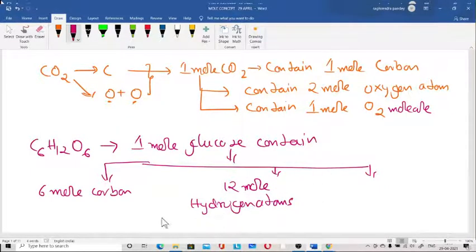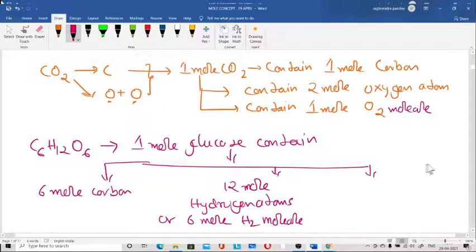Or we can say 6 mole H2 molecule. When atoms combine with each other, they are molecules. Same atoms combined remain a molecule, but different atoms combined become a compound. So H2 is a molecule, it is not a compound. H2O is a compound and it is also a molecule.